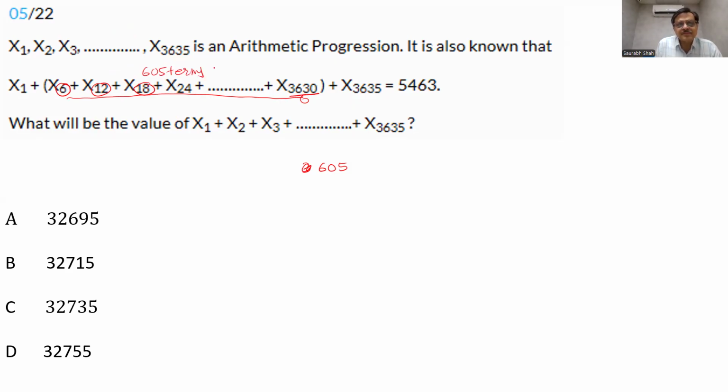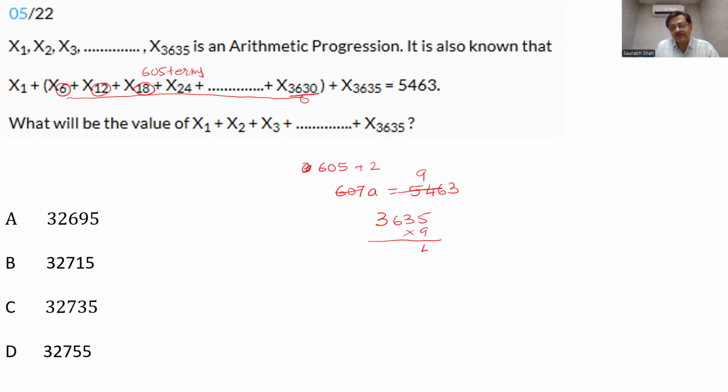Their average is A, so their total will be 605A. And we have the first term and the last term, again total as 2A. So the total of all of these will simply be 607A. And that is given to us as 5463. Clearly, this shows us that A is 9. The average of the entire sequence is 9. So summation of the entire sequence will simply be 3635 into 9.